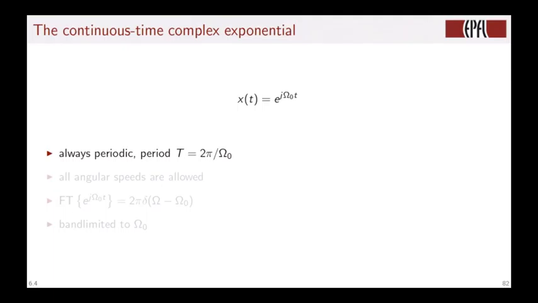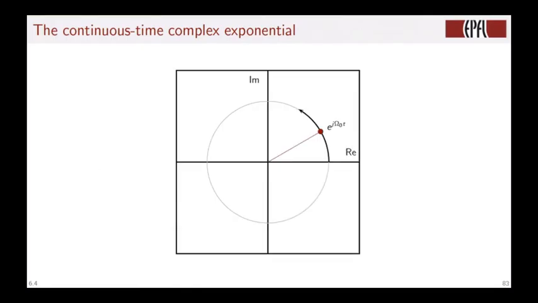The complex exponential is a familiar character. Now we look at the continuous time complex exponential, x(t) is e^(jΩ0 t). It's always periodic, with period 2π over Ω0. All angular speeds are allowed. The Fourier transform of this complex exponential is a delta located at Ω equal to Ω0. It is obviously band-limited to Ω0. If we look at this continuous time complex exponential on the unit circle, then it is a phasor that runs around the unit circle.